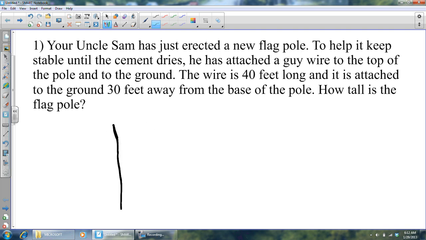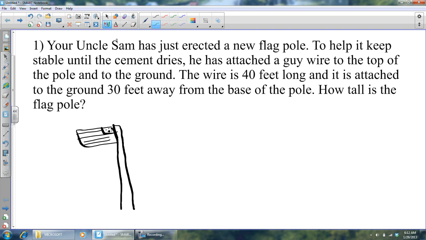First thing I'm going to do is draw my flagpole. And remember, be kind, Mr. Lawrence teaches math, not art. Okay, and I'll even put my little flag in there. All right. Don't have to put such detail, but there we go.